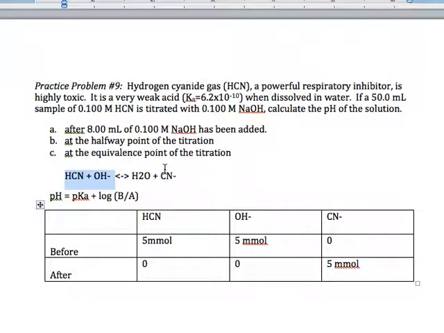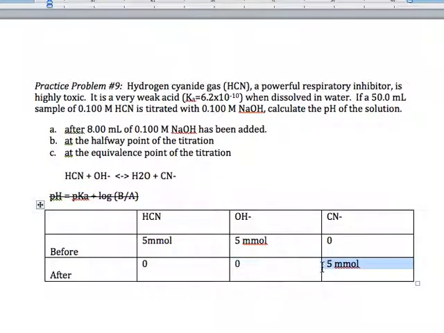Okay, and this is going to produce 5 millimoles of this. So here's the thing. At the end of this reaction, I only have a base. I can no longer use this Henderson-Hasselbalch equation. That's not going to do me any good anymore, so I'm going to just cross it out. If I don't have a base and an acid to plug into this equation, I can't use it.